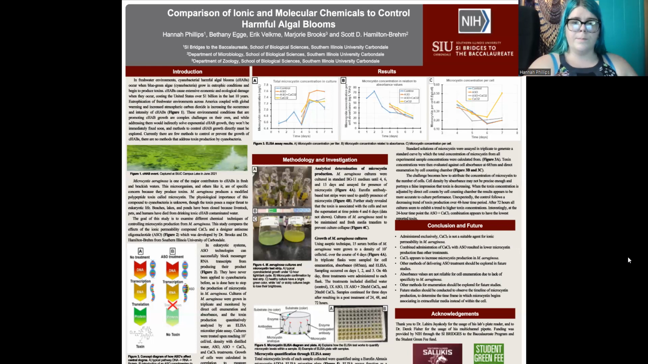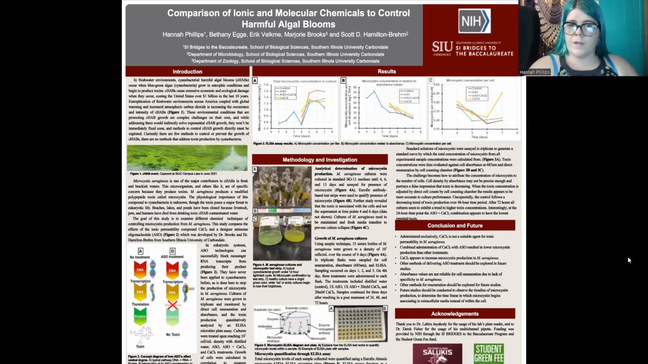This is absolutely counterintuitive to what we were hoping for. So in conclusion, when calcium chloride is administered on its own, it is not a suitable agent for controlling the production of microcystin in each cell. But it does appear that the combination of calcium chloride with the ASO treatment will result in lower microcystin production than some of the other treatments. But we do need to look at other methods of delivering the antisense treatment to try and discover a way that is more effective and does not increase the production of microcystin.